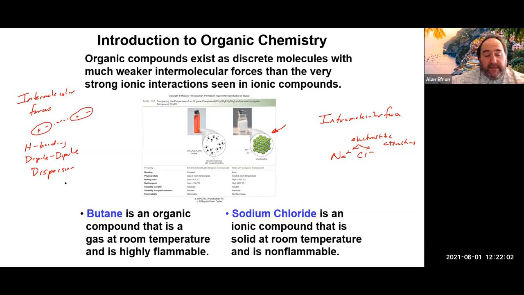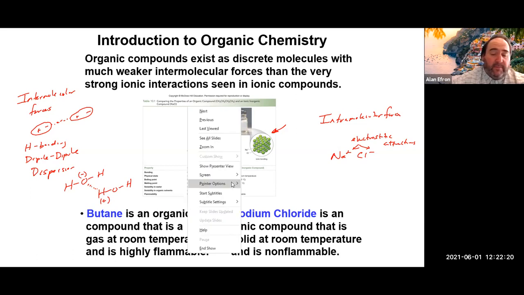So for example, if we had two water molecules together, they would be attracted through the negative side of one oxygen to the positive side of a hydrogen in the other water molecule. That is, again, an intermolecular force.